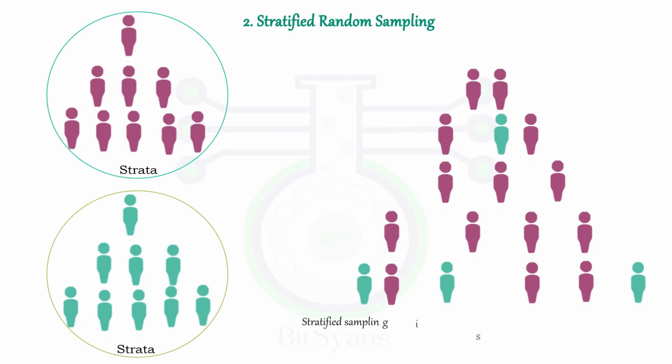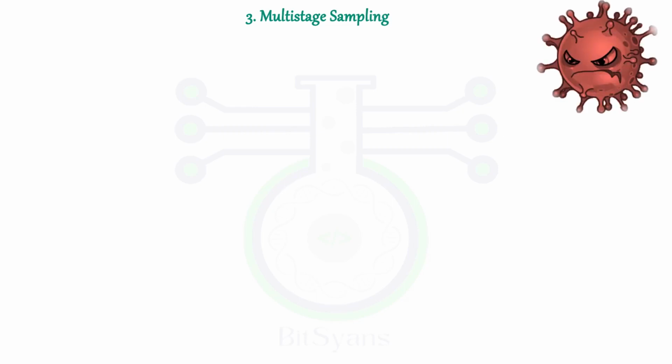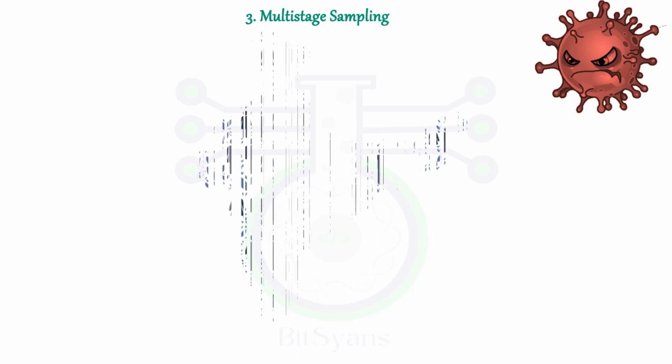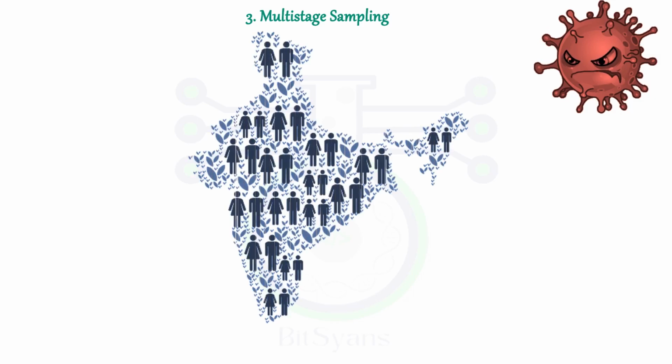So, it is a type of sampling method in which the total population is divided into smaller groups or strata to complete the sampling. Example of multi-stage sampling. Suppose we want to estimate the prevalence of a certain disease in a large country, but we cannot afford to survey the entire population. Instead, we can use multi-stage sampling to select a representative sample of the population.